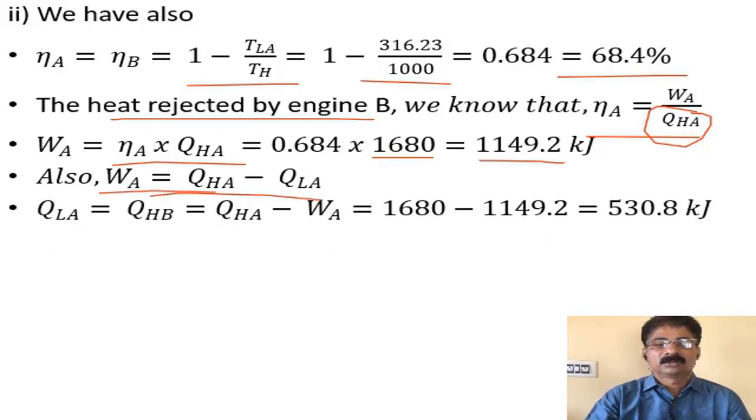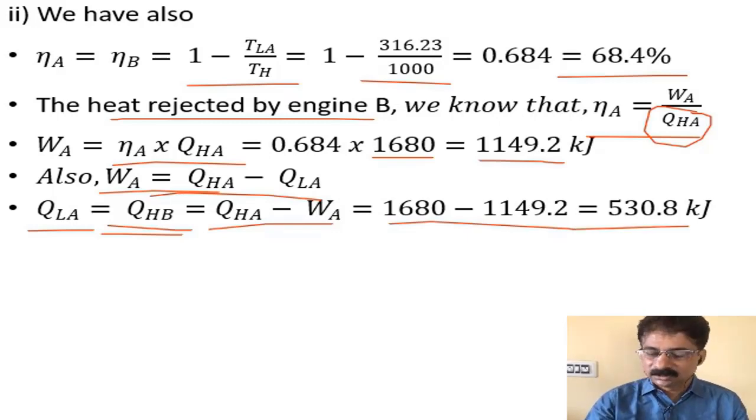So I request all of you to go through the diagram. You see WA is the output of engine A. Engine A is absorbing QHA, rejecting QLA. So QHA minus QLA is WA always. From this you can find out QLA, which is also equal to QHB. Very important, that is why it is written here itself. QLA is also equal to QHB, which is nothing but, from the above expression, QHA minus WA. If you substitute, you will get it as 530.8 kilojoules.